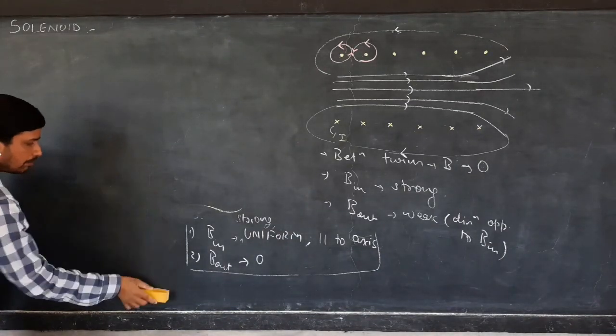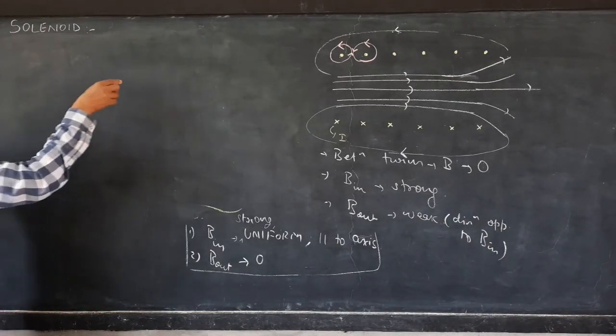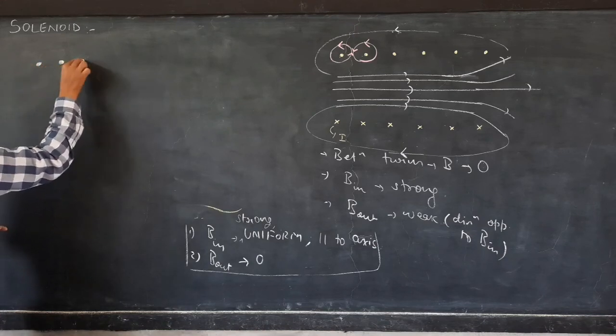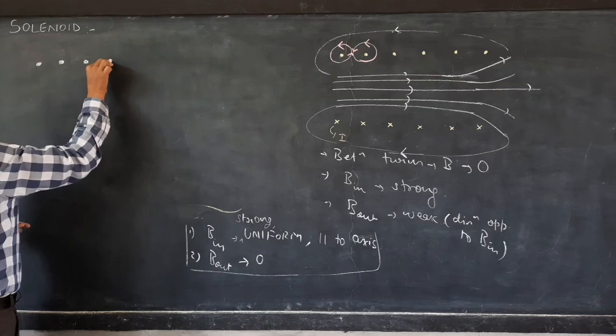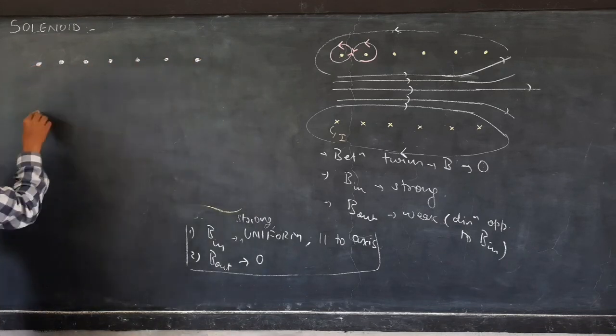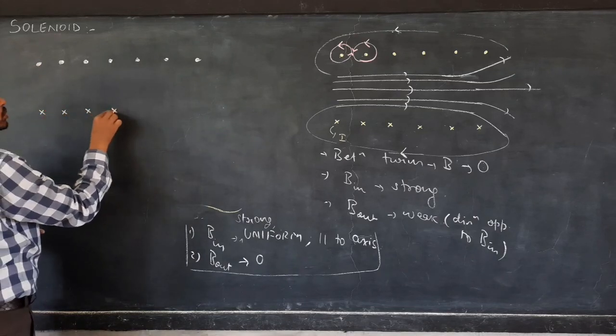So while applying Ampere's law, we have to choose an Amperian loop. तो पहले मैं solenoid बना देता हूँ. So these are the currents coming out of the board, and these are the currents in the loops entering into the board.